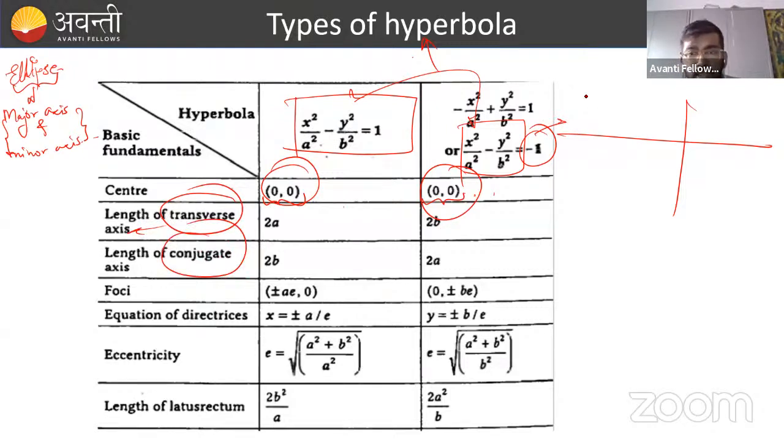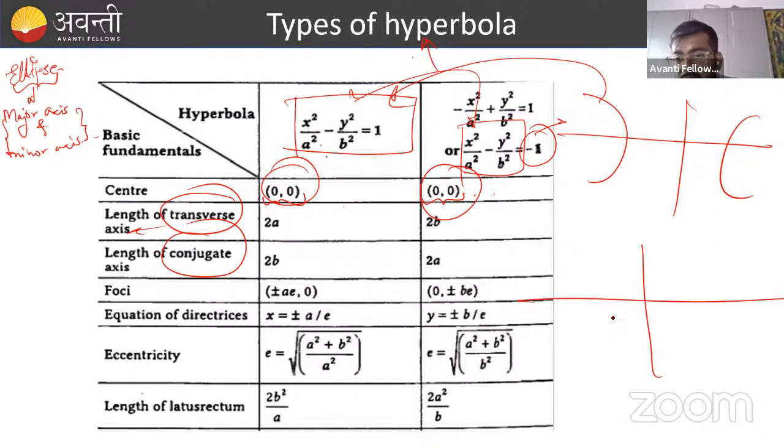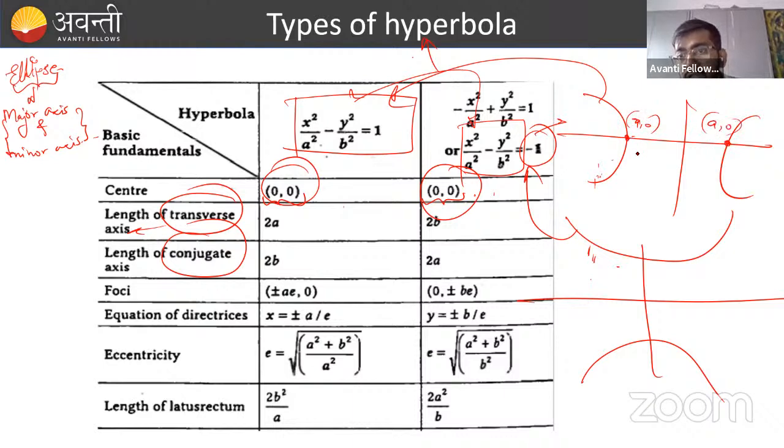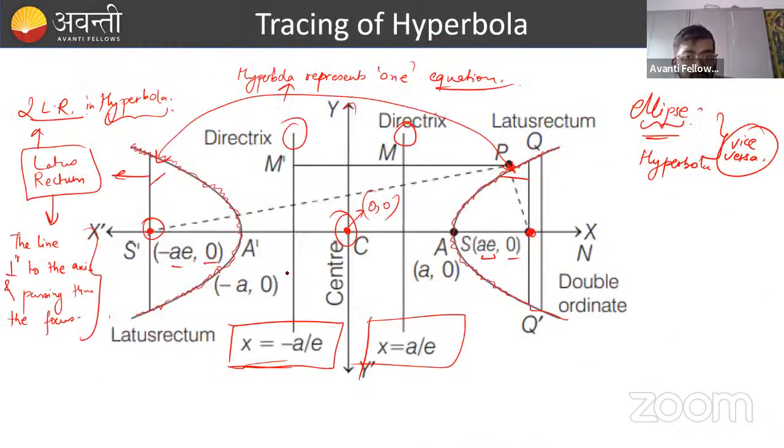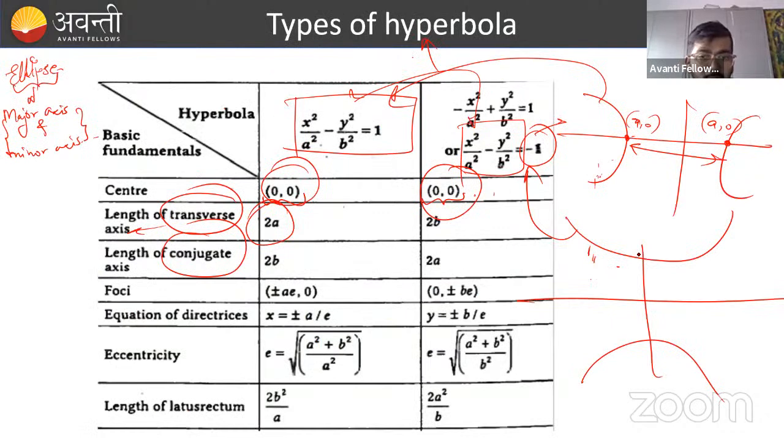This diagram is represented by this equation, and this hyperbola is represented by this equation. So these two are different hyperbolas, but both are the standard form of hyperbola. In this hyperbola, this is minus a comma 0, and this is a comma 0. This is called the transverse axis, and its length comes out to be 2a, right? So the length of transverse axis comes out to be 2a.